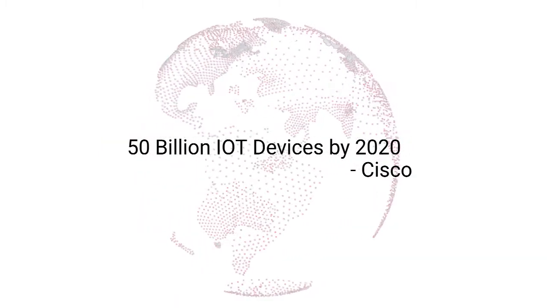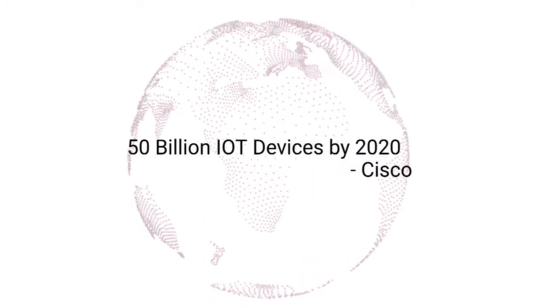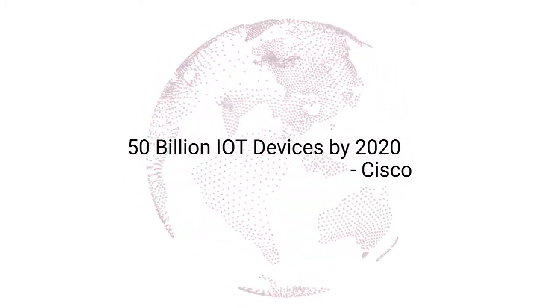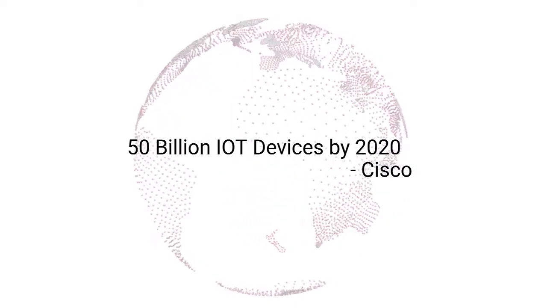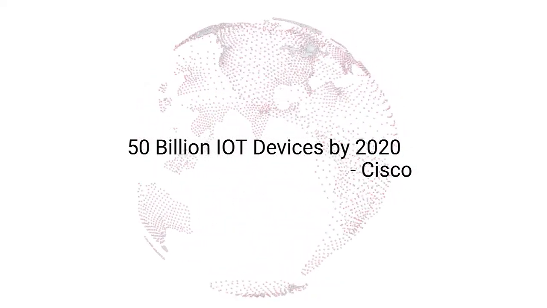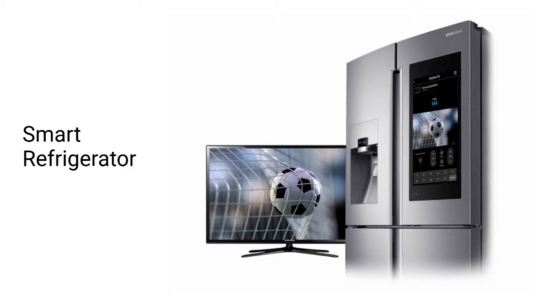As of 2016, there were about 15 billion devices connected to the internet. According to Cisco Systems, there will be about 50 billion IoT objects by the year 2020. The interesting thing is what you can do now that all these things are connected.